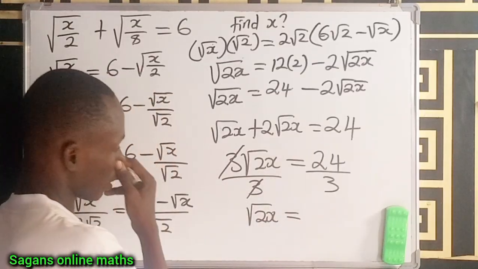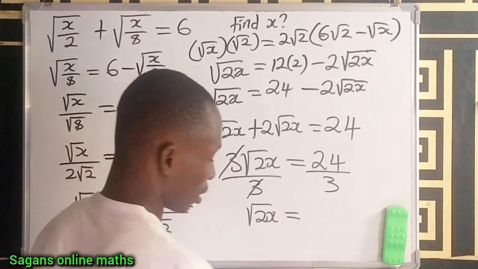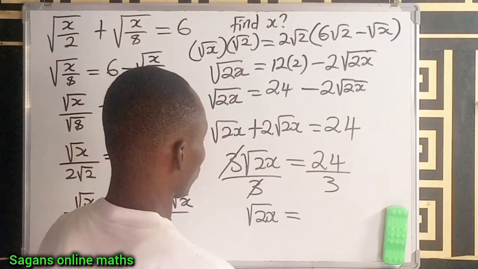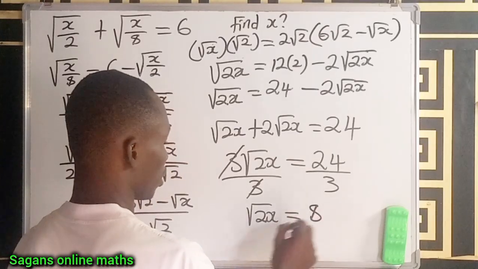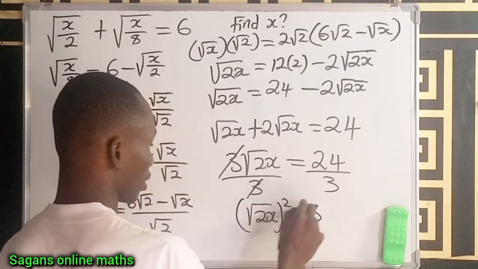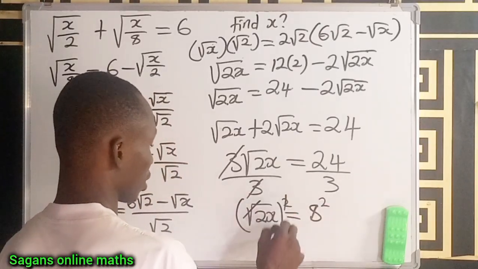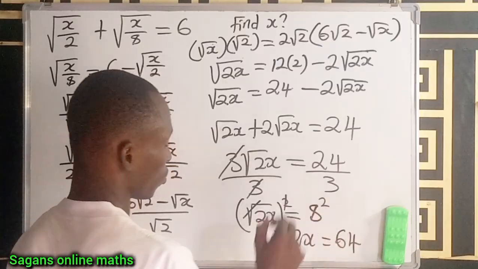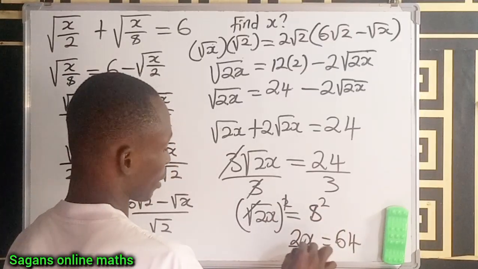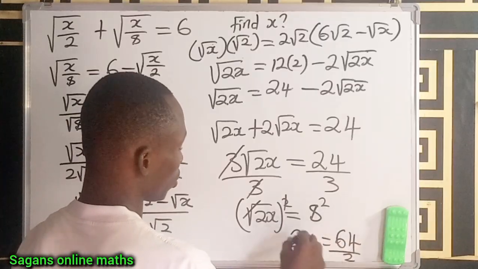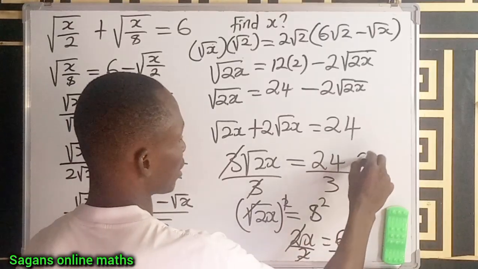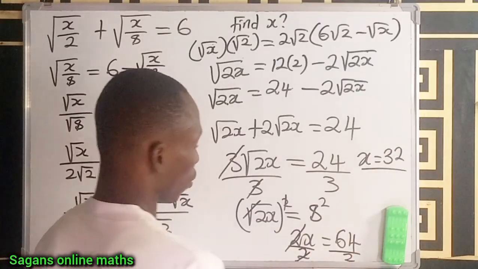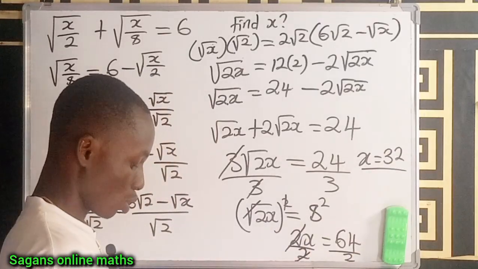Now let's see what you can do here. 24 divided by 3 is 8. So I have here as 8. Now if I square both sides, this cancels out this. I see that 2x is equal to 64. So for me to have x, I have to divide here by 2 and divide here by 2. This cancels out this. We see that x is equal to 32. This is the value of x when using this second method.